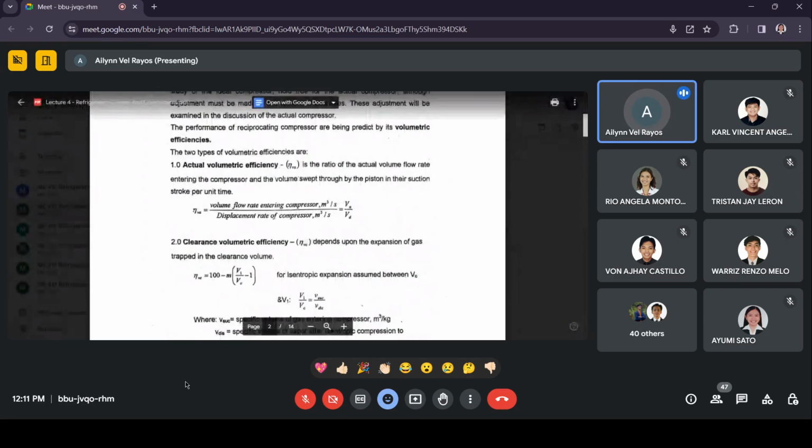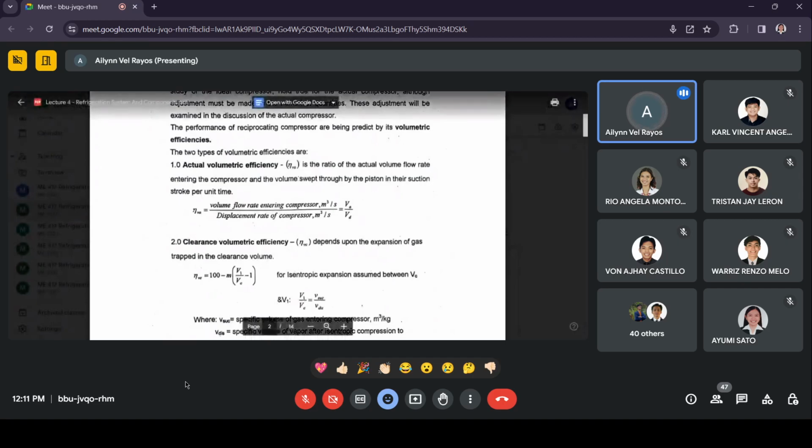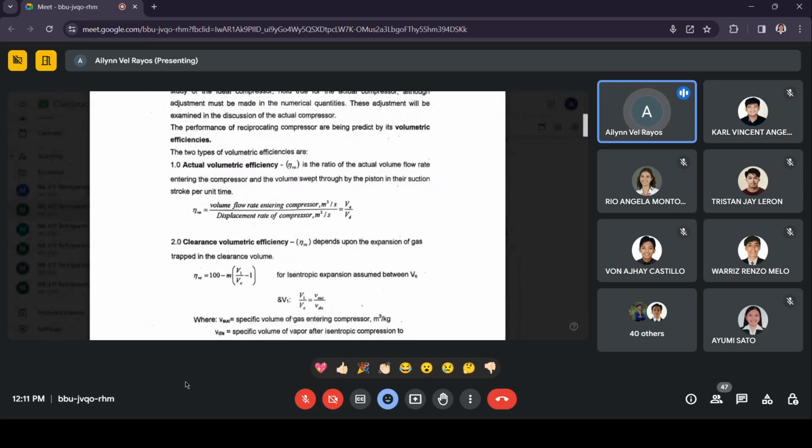So the performance of reciprocating compressor are being predicted by its volumetric efficiencies. So we have two types of volumetric efficiencies. We have the actual volumetric efficiency and the clearance volumetric efficiency. So for the actual, alam naman natin that is V1 over VD. So the ratio of the actual volume flow rate entering the compressor and the volume swept through by the piston in their suction stroke per unit time. So that is VA over VT or V1 over VD. Kasi yung suction natin is VA.